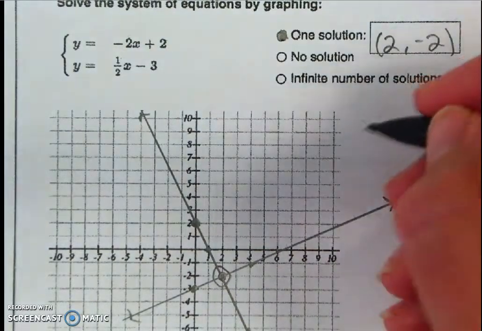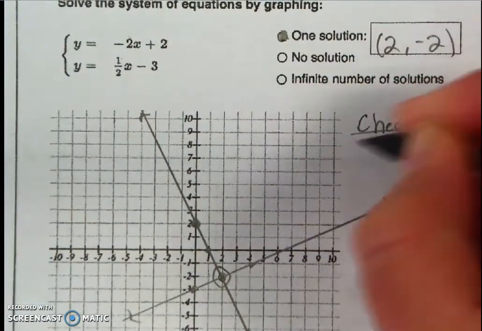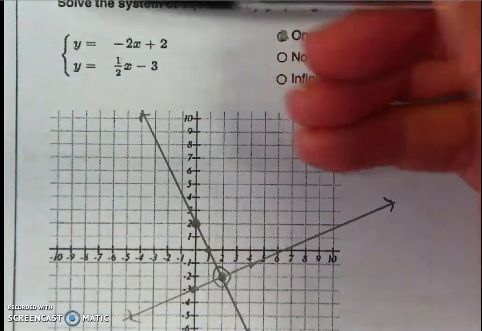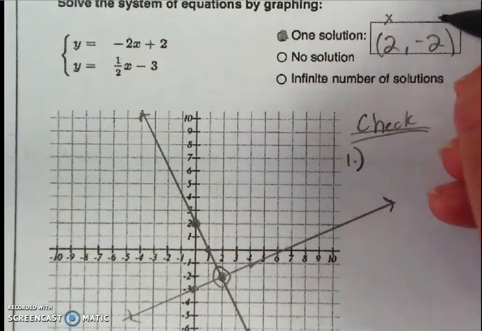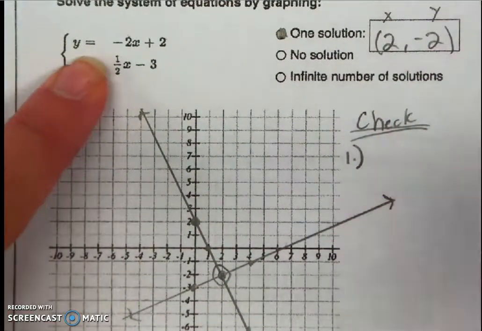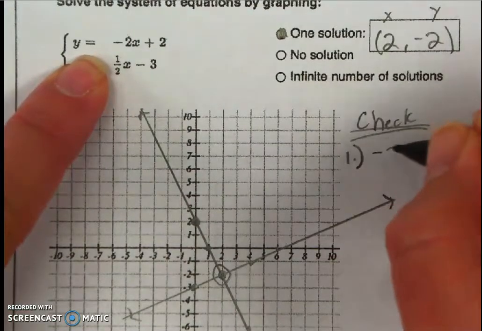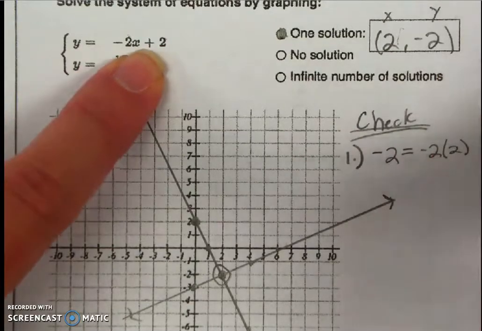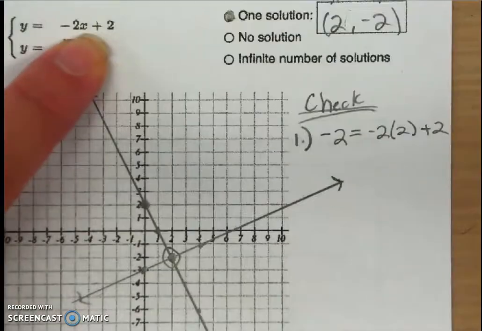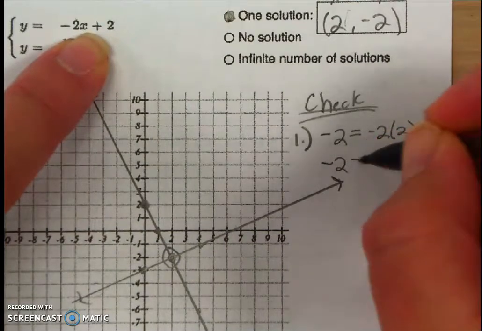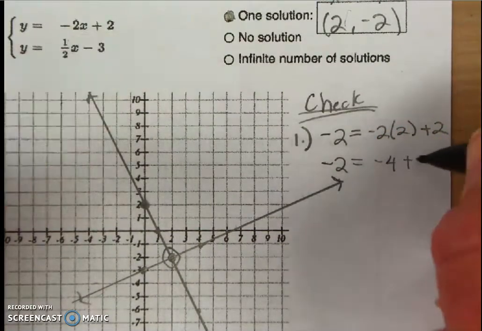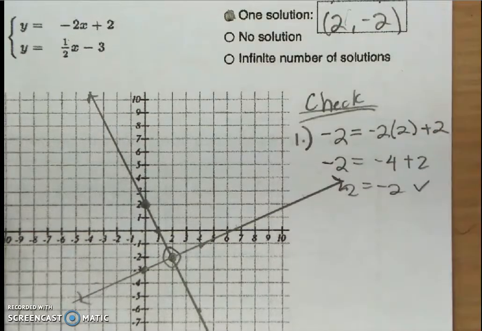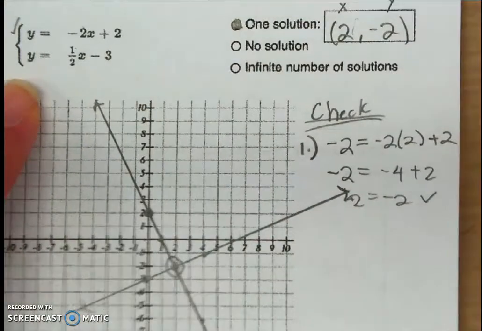But remember, we should check. Let's go ahead and label this a check. Equation number 1 was y equals negative 2x plus 2. So if x is positive 2 and y is negative 2, this equation would turn into negative 2 equals negative 2 times 2 plus 2. Wow, that's a lot of 2's. So that means I would have negative 2 equals negative 4 plus 2, and negative 2 would equal negative 2. So that checks out for the first equation, but I have to check the second.